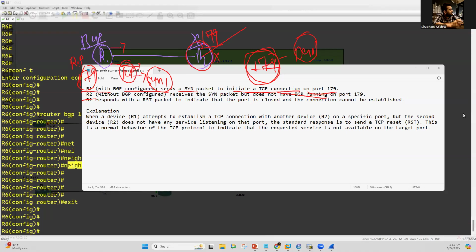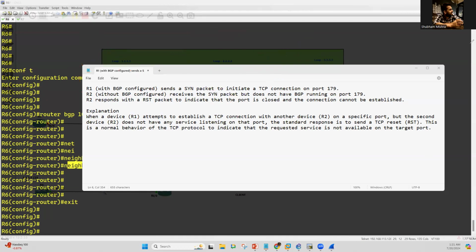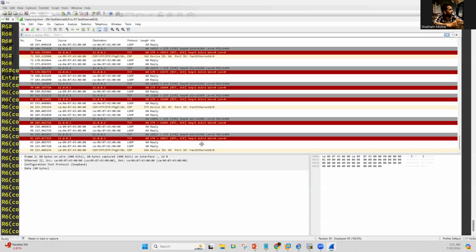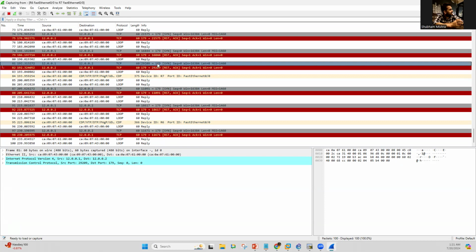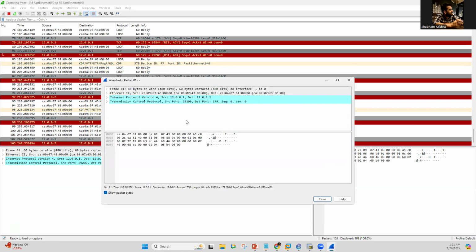By default, R2 sends a TCP packet, but which flag does R2 enable, guys? The reset flag. It means the TCP connection is not established. Are you getting my point? Yes or no? I will show you here, don't worry. See here. Who is sending? R1 is sending the packet. The SYN bit is on here. Yes or no? The SYN bit is on, right? Everyone, yes or no? Okay, see.